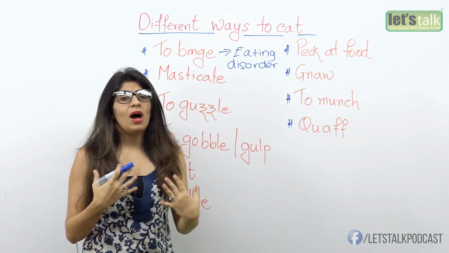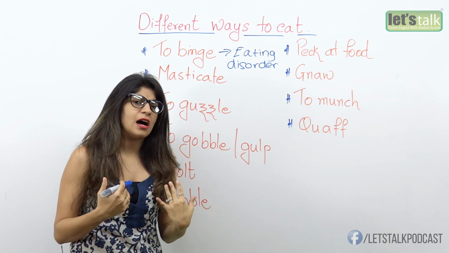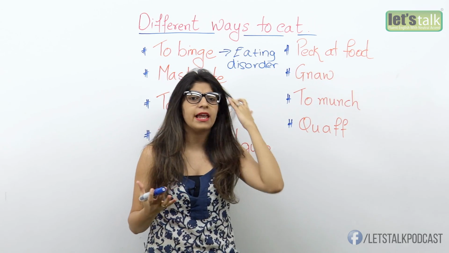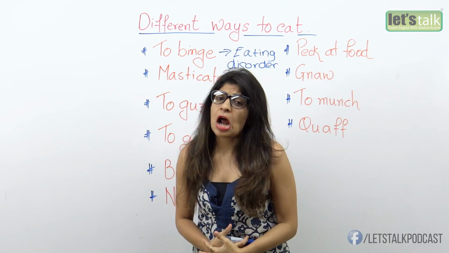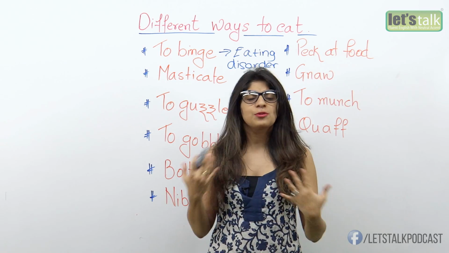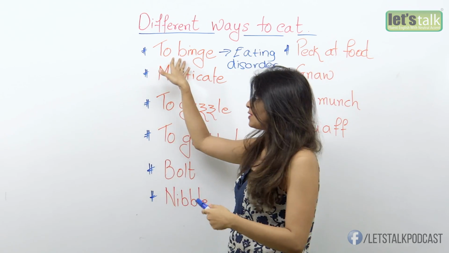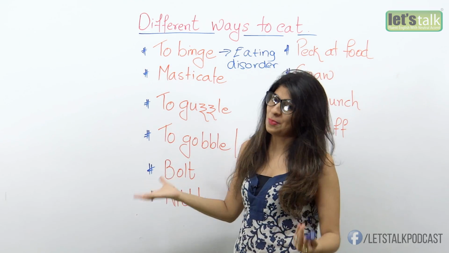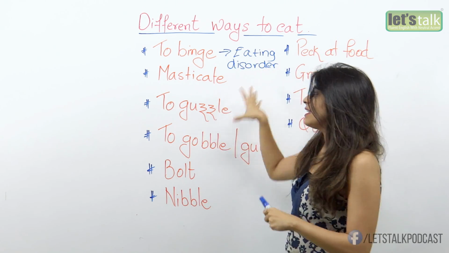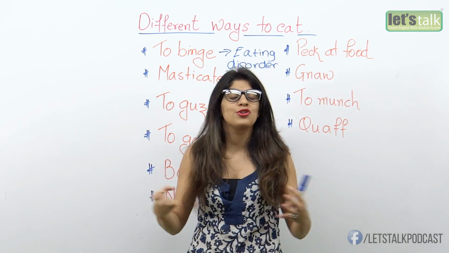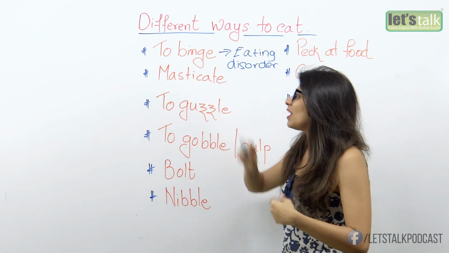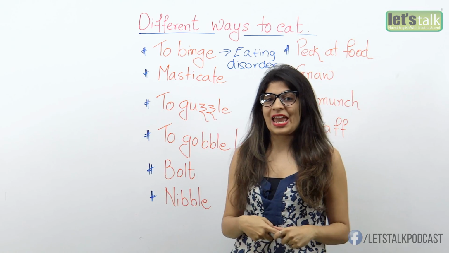But then while we speak in a very casual way, you might have noticed people end up saying, "Oh my God, I am starving and I'm gonna binge on these snacks here." So when you speak casually, you can end up using the word binge. However, the real meaning of it is that it is an eating disorder wherein you eat uncontrollably. Okay?